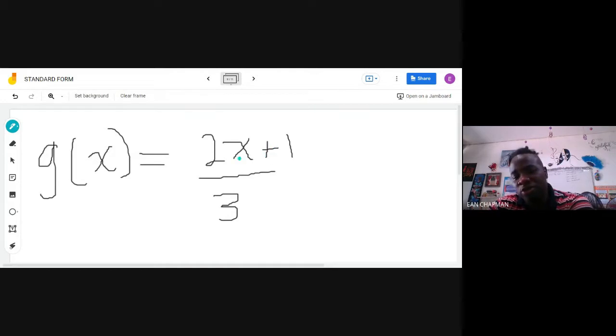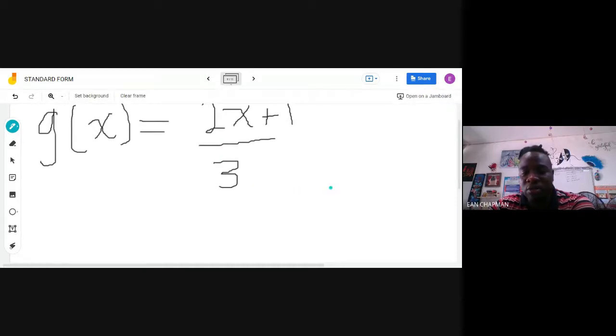Now, what is this 1 doing to this x? You're going to say add. The opposite of addition would be subtraction. So if you're asked to find the inverse of this function, you're going to put back the x. And because this 1 is being added, we're going to do the opposite of that, which is subtract 1.